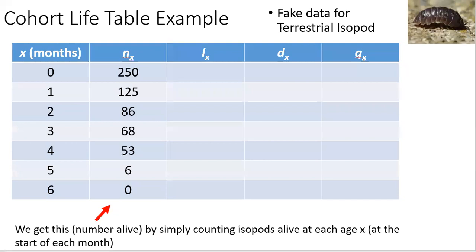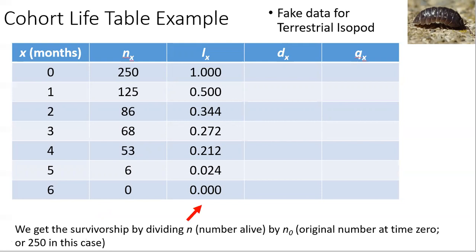So here we see a life table, X representing months of life, and NX is the number of individuals at that stage or month. We can get the NX simply by counting every individual that is that old in a population. Then we can get the survivorship by dividing the number alive per stage by the number of individuals at the initial point. So at 3 months, there would be a 27.2% survivorship.